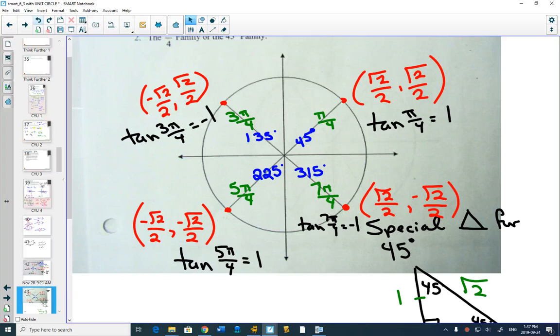Quadrant 3, can you see that both the x and the y are negative? In quadrant 3, both sine and cos are negative. But tan is the one that's positive. And if we use the big idea that tan is sine divided by cos, we get a positive number.